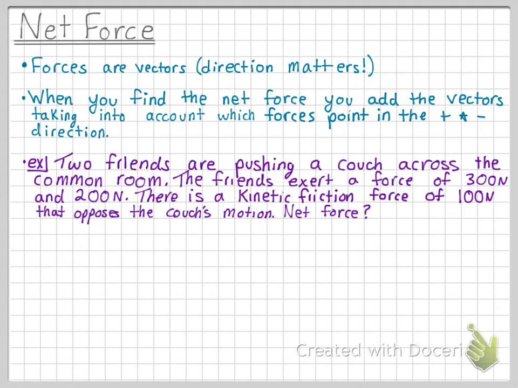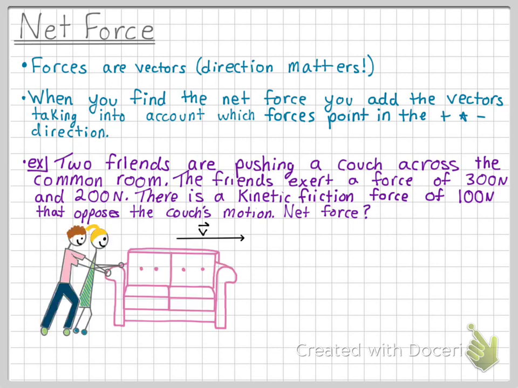So let's do an example to look into this a little more. Two friends are pushing a couch across the common room. The friends exert a force of 300 and 200 newtons. There is a kinetic friction force of 100 newtons that opposes the couch's motion. What is the net force acting on the couch?